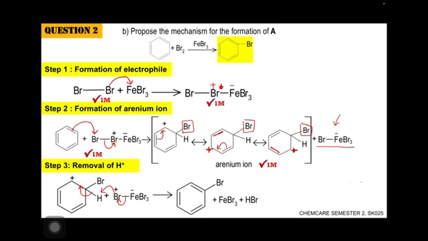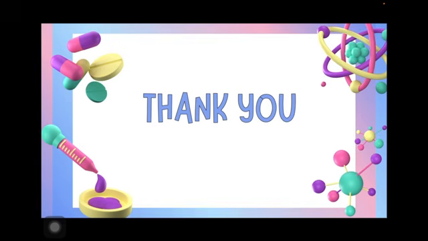If you are able to show the 3 arrows, it will give you 1 mark. Then your product for this mechanism is bromobenzene together with FeBr3, which is your Lewis acid catalyst. At the end of the reaction, the catalyst will be back as what we have initially. And then your byproduct for this mechanism is also HBr. Okay, settle for stage 1. Thank you.